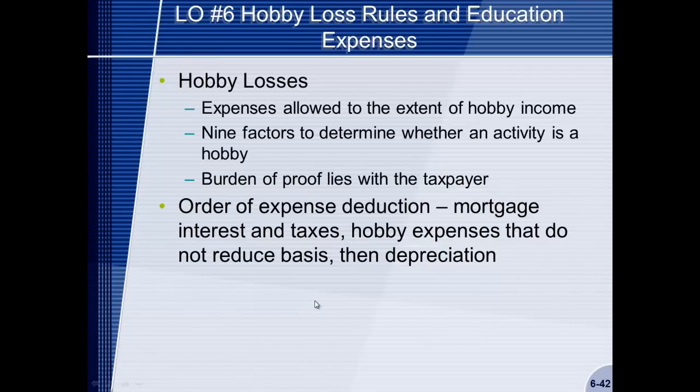Now, sometimes people confuse self-employment with hobby. So, hobby losses. The expense is allowed to the extent of hobby income. 9 factors determine whether an activity is a hobby, and the burden of proof lies with the taxpayer. Order of expense deductions. Mortgage interest and taxes. Hobby expenses that do not reduce basis, then depreciation.